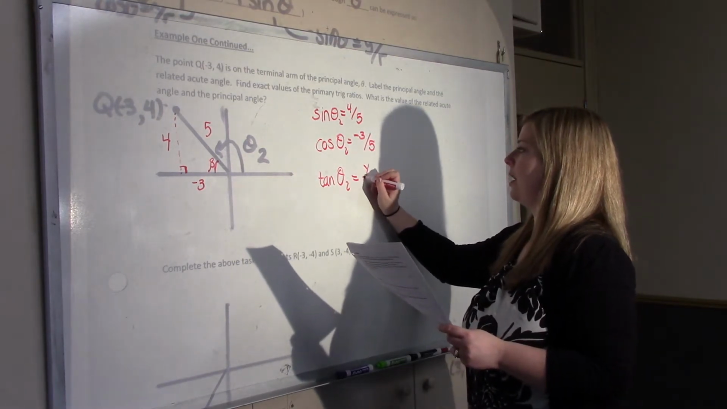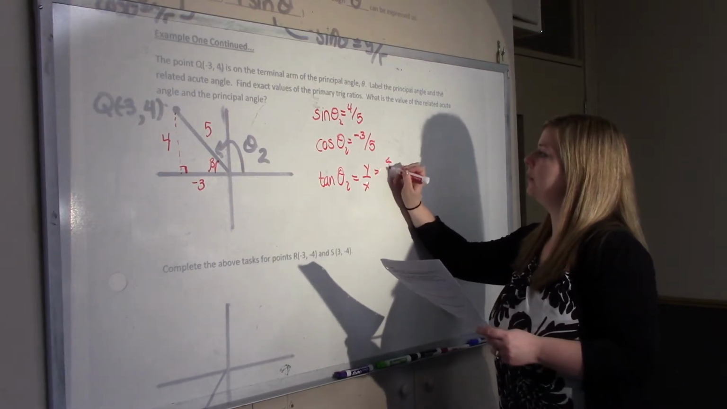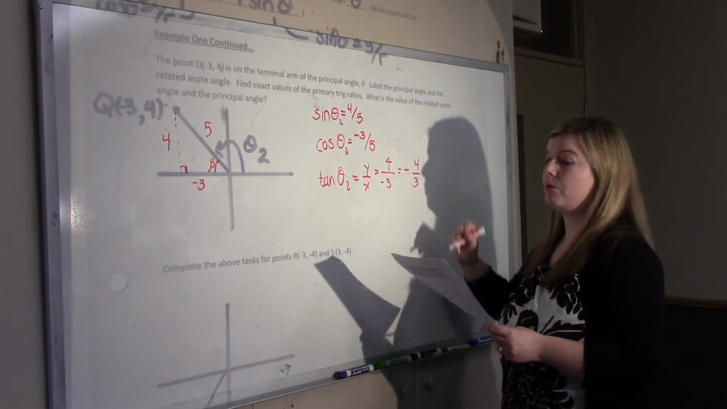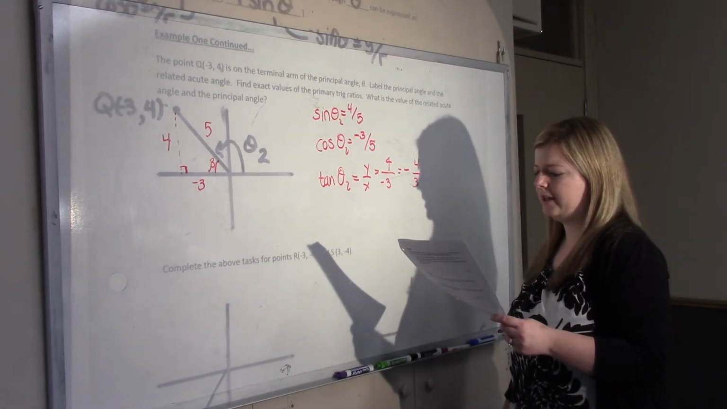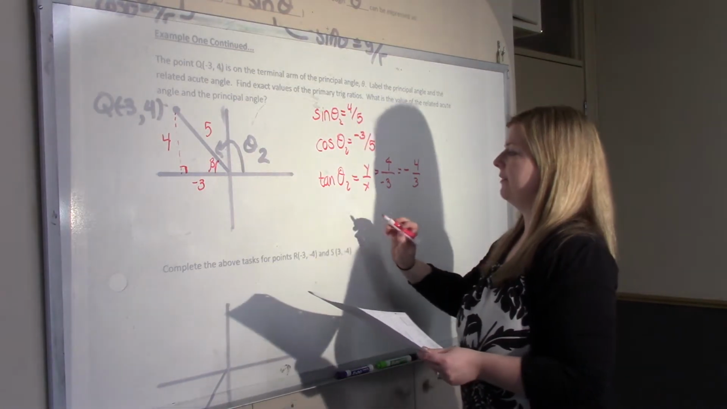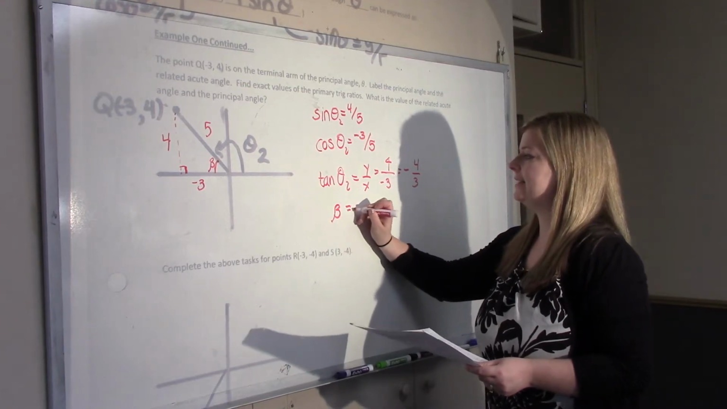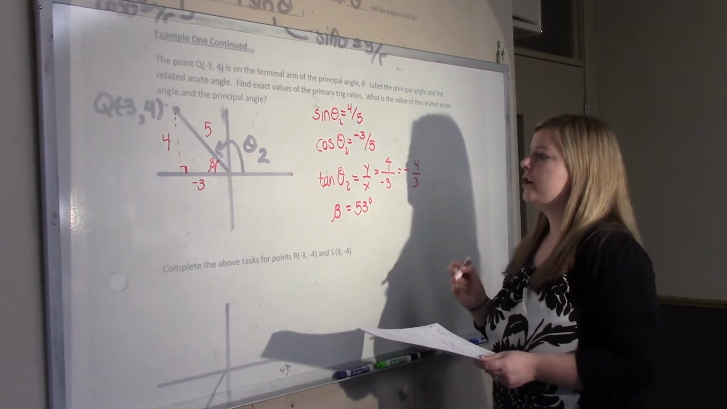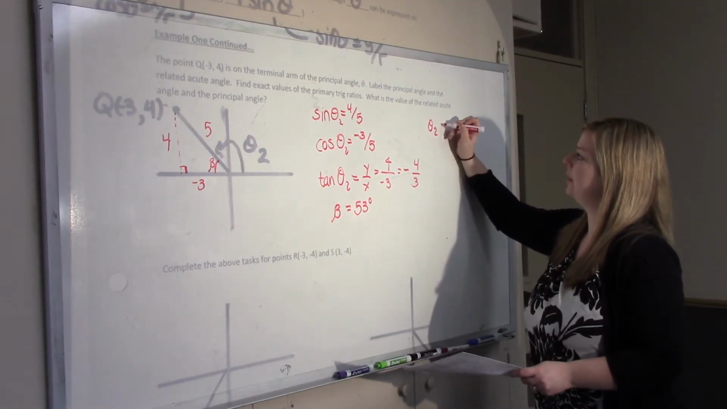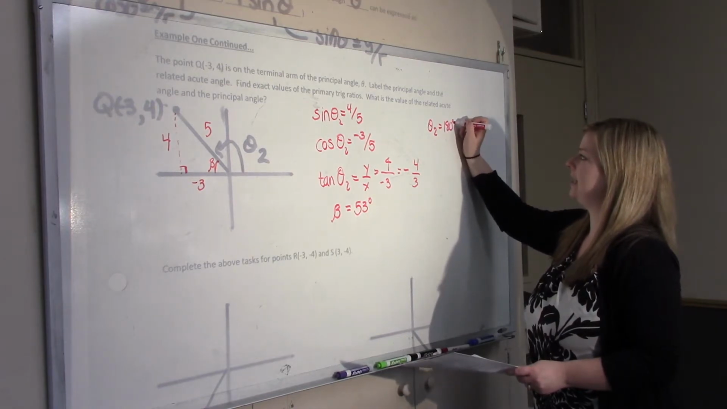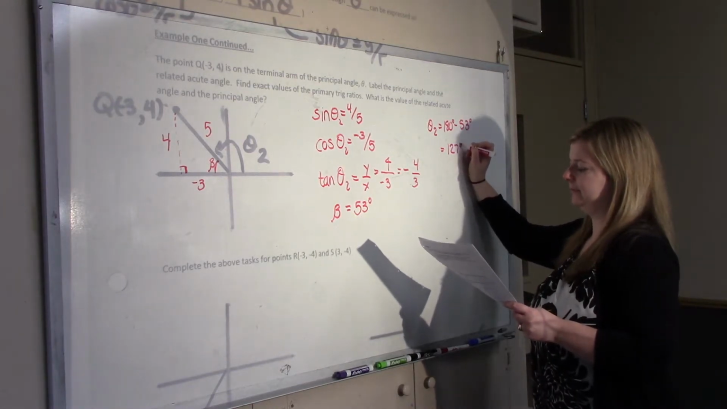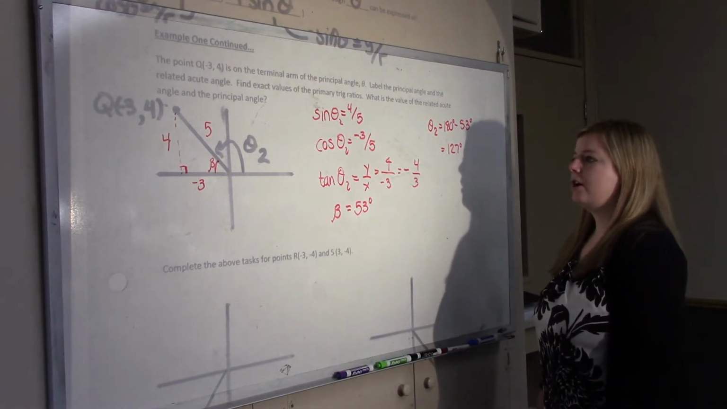Remember, it's y over x, so that's 4 over negative 3, which we'll just write as negative 4/3 and make the whole fraction negative. Since this is the same relationship as we've had before, beta is equal to 53 degrees. So how do we find how big theta is? Well, theta 2 is just equal to 180 degrees minus 53 degrees, so it's 127 degrees.